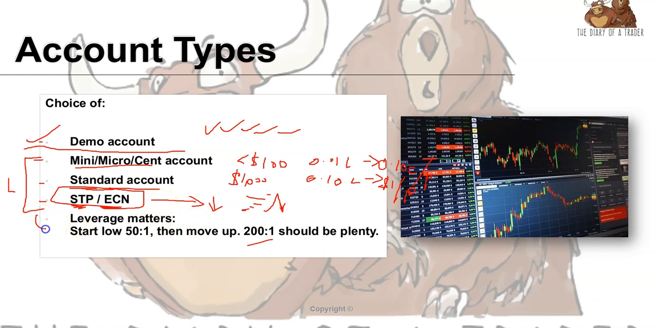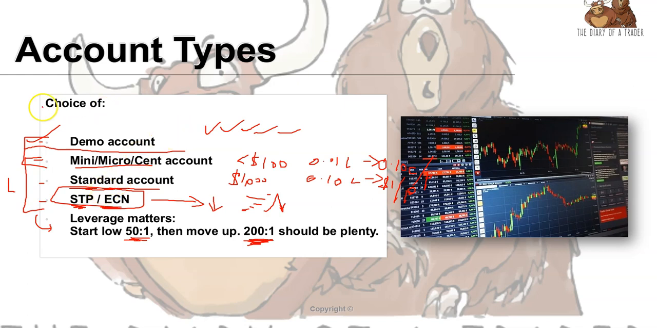However, that all ties into leverage, because you really want to have as low leverage as possible to keep your risk to a minimum. 50 to 1 is fine, 200 to 1 is already getting bigger, and there are those which have much higher leverage, 500 or 1000 to 1, but those are really far too much because you risk losing your whole account, and you want to keep leverage to a minimum. So when you're starting, these are fine, and then when you are getting a bit more experienced, the STP or ECN accounts are preferable.